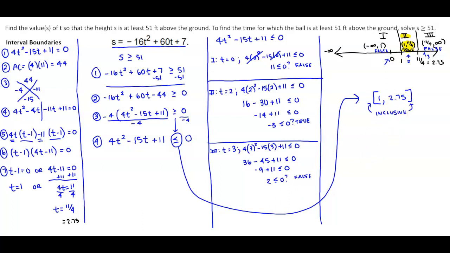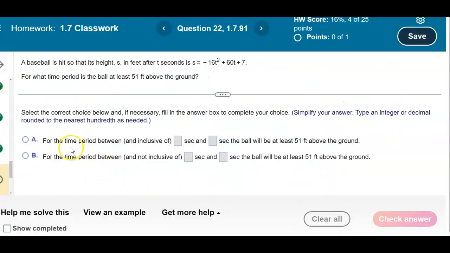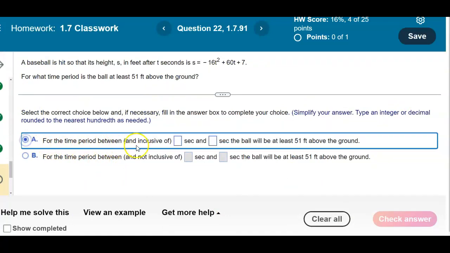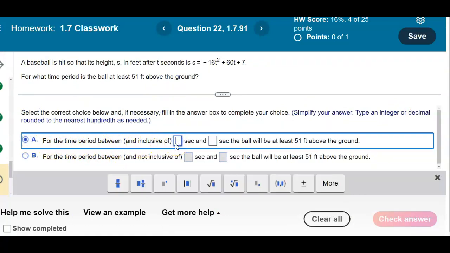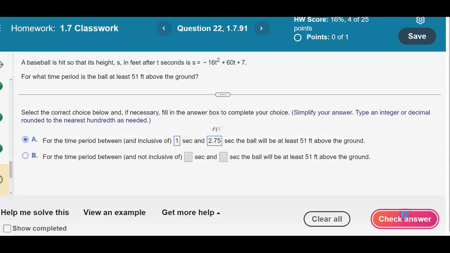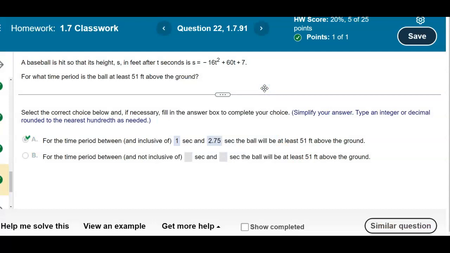So let's go ahead and put these values in. For the time period between and inclusive of 1 second and 2.75 seconds, the ball will be at least 51 feet above the ground. Let's check our result, and there is our answer.